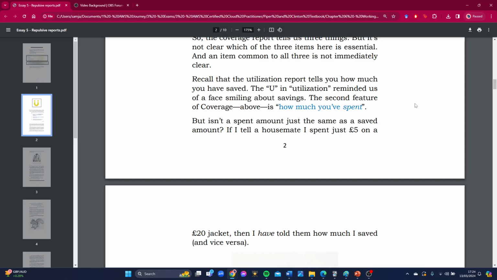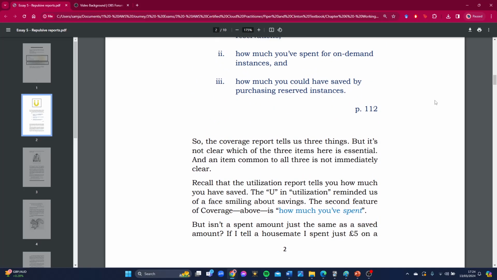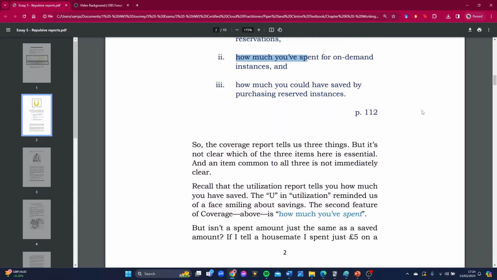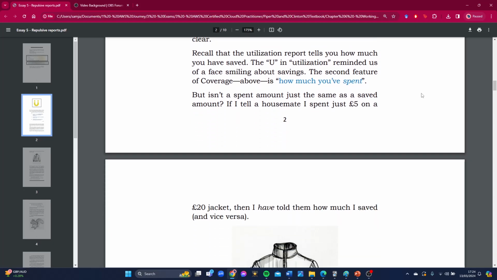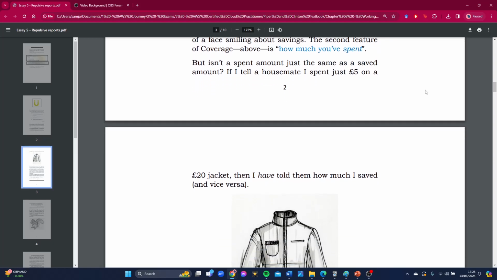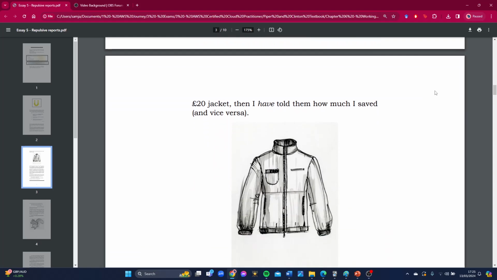Recall that the utilization report tells you how much you have saved. The U reminded us of a face smiling about savings. The second feature of the coverage report is how much you've spent. But isn't a spent amount just the same as a saved amount? If I tell a housemate I just spent £5 on a £20 jacket, then I have told them how much I saved.